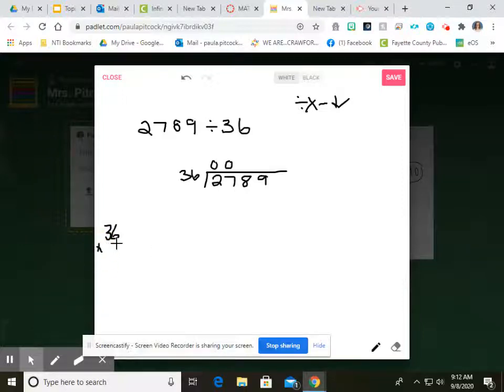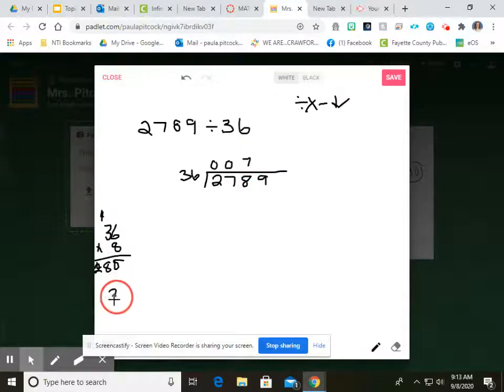I'm going to try 8. So over here, I'm going to guess it and see what I get. 8 times 6 is 48. 8 times 3 is 24, plus 4 is 28. Oh, that's too big. That gave me 288. So it can't be 8. It's got to be 7.